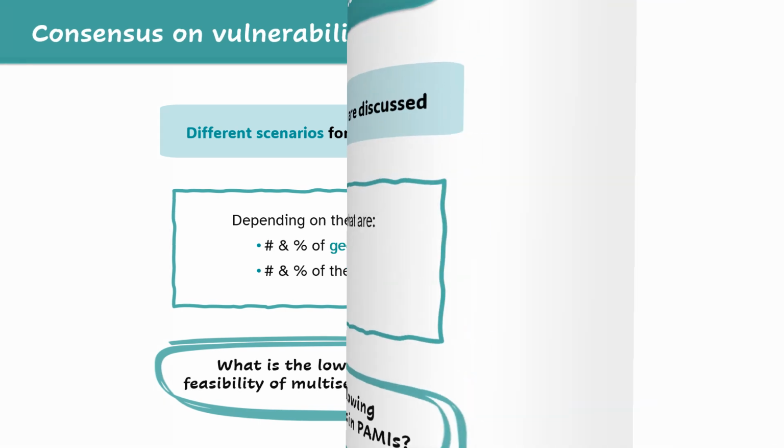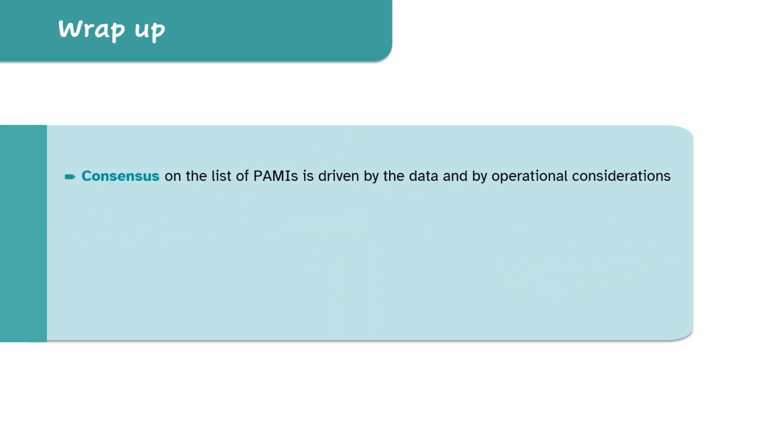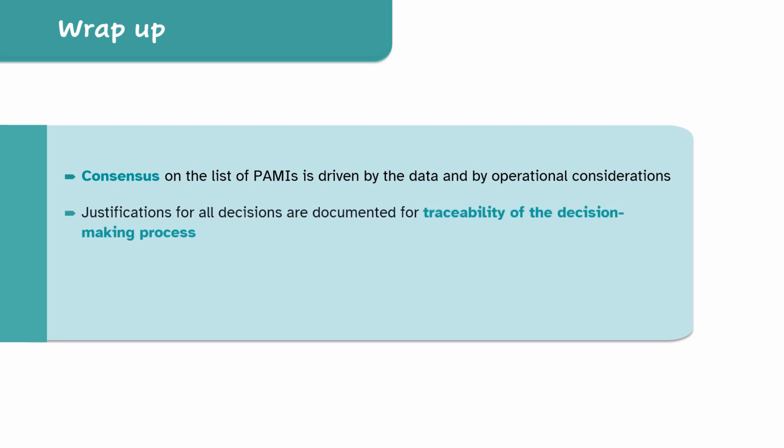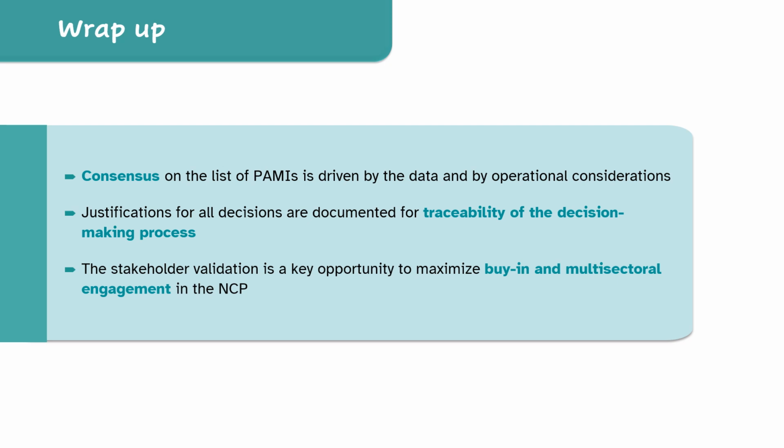As we wrap up this module, here are the important points to remember. Consensus building on the list of PAMI is driven by the data and by operational considerations. Justifications for all decisions should be documented for traceability of the decision-making process. The collaborative and participative discussions at the stakeholder validation represent a key opportunity to maximize buy-in and multi-sectoral engagement in the NCP.